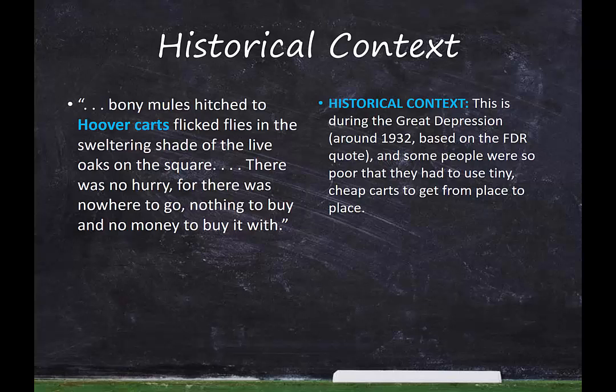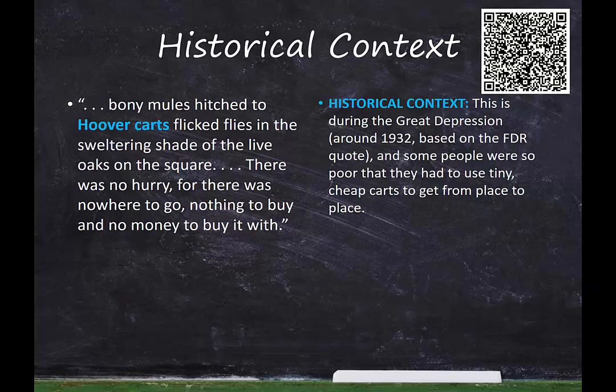Some people were so poor that they had to use tiny, cheap carts to get from place to place. They might have been cars that they couldn't afford to repair or put gas into, so they just hitched the car to a horse and called it good. Scan this QR code to see an example. The name is a criticism of President Hoover, whom many people blamed for the Great Depression. We should remember this while reading because we'll see, for example, a farmer that was so poor that he paid his attorney with hickory nuts and turnip greens.